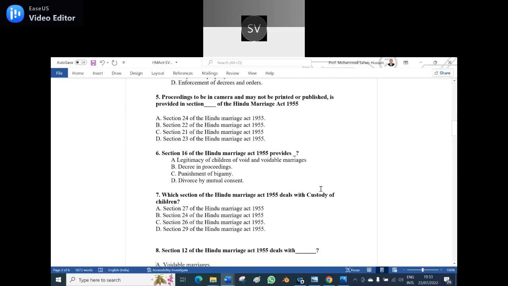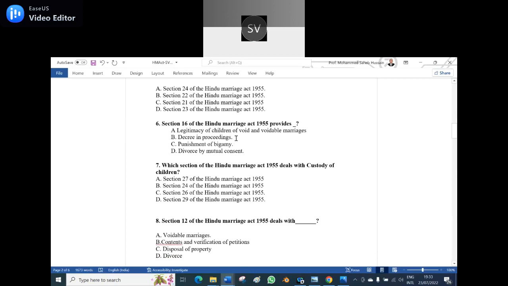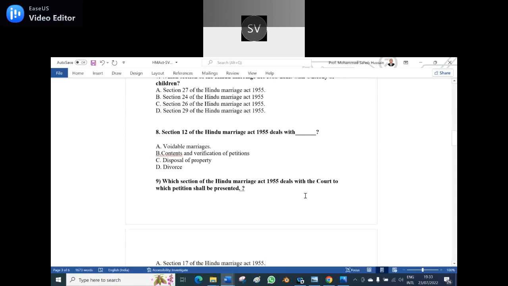Seventh question. Which section of Hindu Marriage Act 1955 deals with the custody of children? Option A, Section 27. Option B, Section 24. Option C, Section 26. Option D, Section 29. Section 26 is the correct answer. Option C is the correct answer. What is Section 27? Disposal of property.